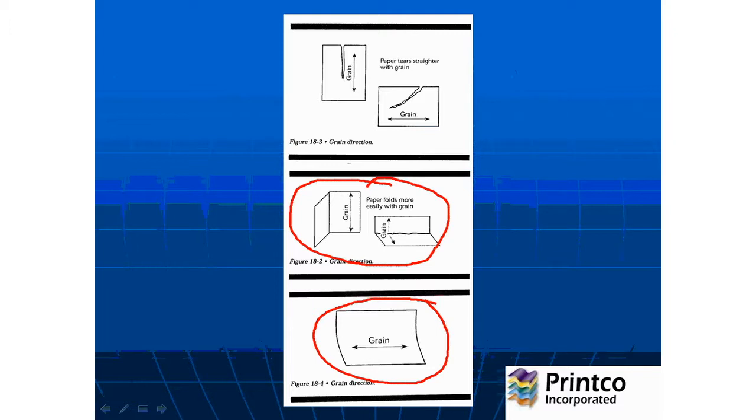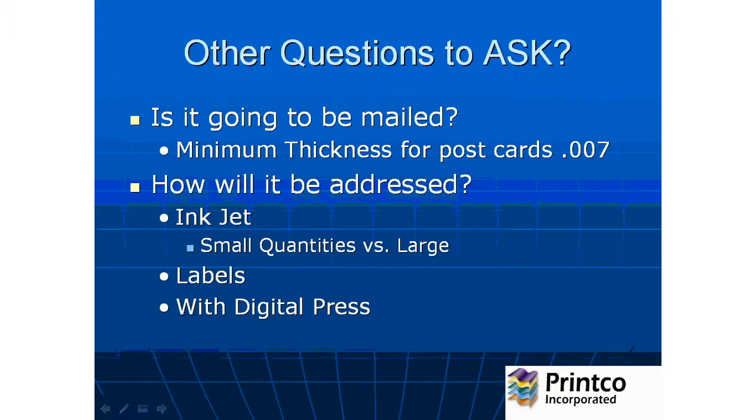So now that you understand grain direction and the effects it has on paper, let's talk about some other factors you should consider when selecting a paper for a print project. Is the printed piece going to be mailed, and how will it be addressed? A mail piece must meet certain requirements of thickness to be accepted by the post office. The post office requires that a postcard be at least 7/1000ths of an inch thick.